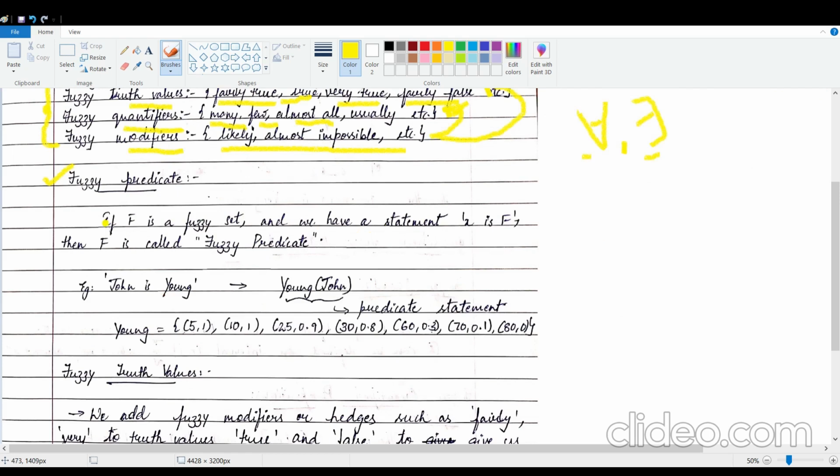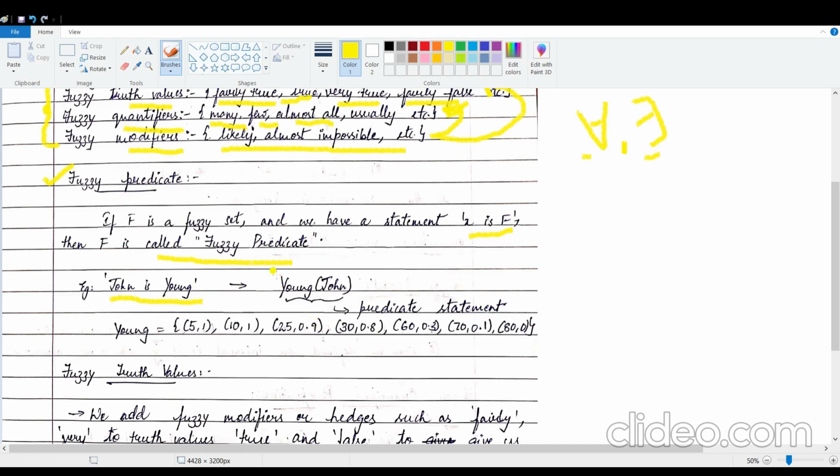So here is a definition of a fuzzy predicate. You can go through it; I'll just read it out anyway. If F is a fuzzy set and we have a statement X is F, then F is called a fuzzy predicate. We pretty much have the same definition for a regular predicate in predicate logic. Let us try understanding this with the help of a small example. We have a small sentence here, John is young. This can pass as a regular predicate statement as well, but since we are dealing with fuzzy statements, let us consider this as a fuzzy statement.